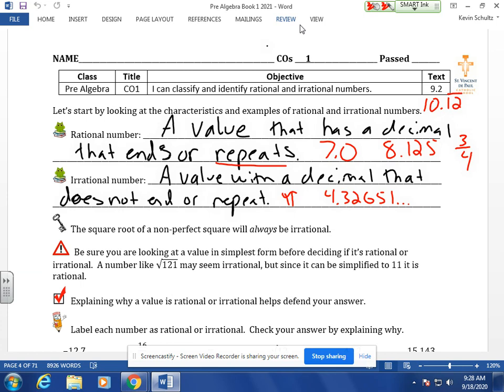All right. This key point here says the square root of a non-perfect square will always be irrational. We'll talk about square roots in a future objective. I believe it's number 12. But an example of a perfect square, and this comes up in my danger warning here too. The root of 25, what is the root of 25? 5. So the root of 25, is that rational or irrational?